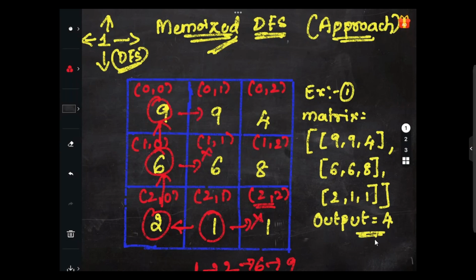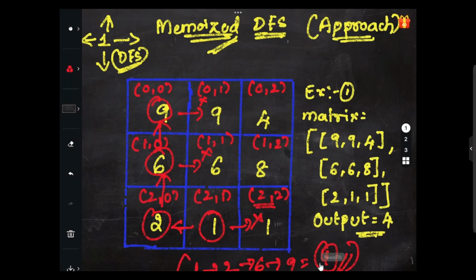When we move to the next one, we cannot, we already have the value 9, right? It should be greater, so this also we will ignore in this case. This will be 1, 2, 6, and 9. In this case the length will be 4, right? So this is the approach that we will be going with by making use of memoized DFS. I hope the approach is completely clear.